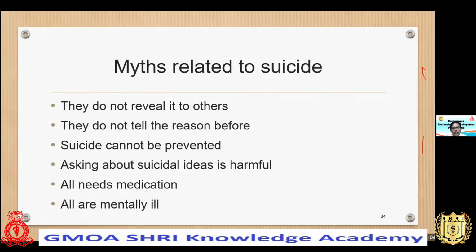Right. Finally, depression is strongly linked with suicide. These are some of the myths associated with suicide. Even we healthcare workers don't know some of these things. These are the myths. The suicidal patient does not reveal it to others.